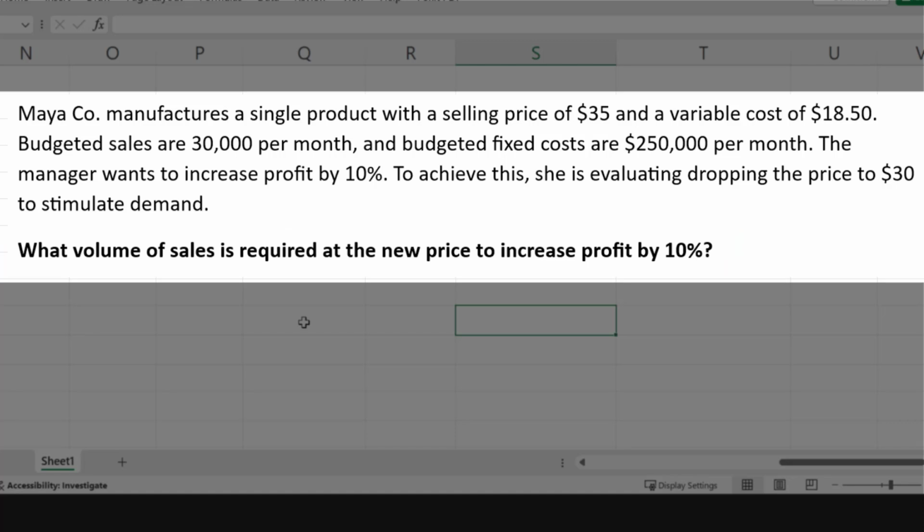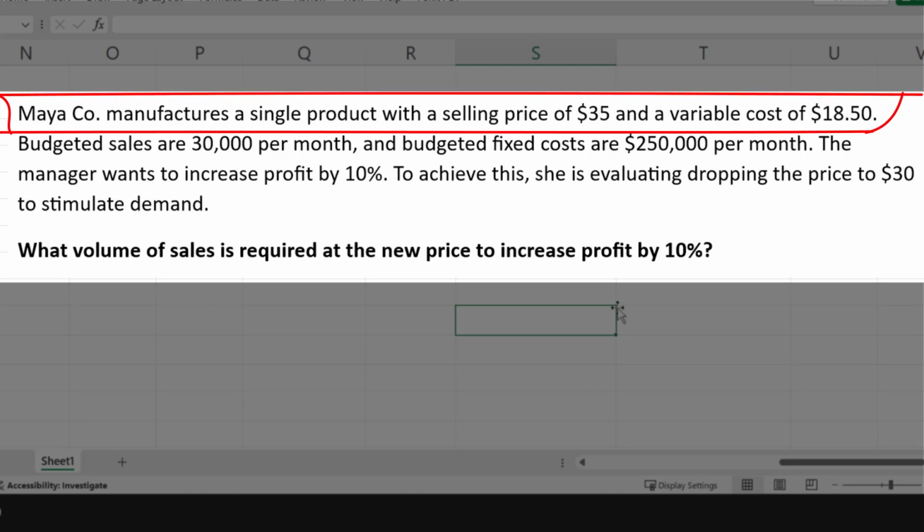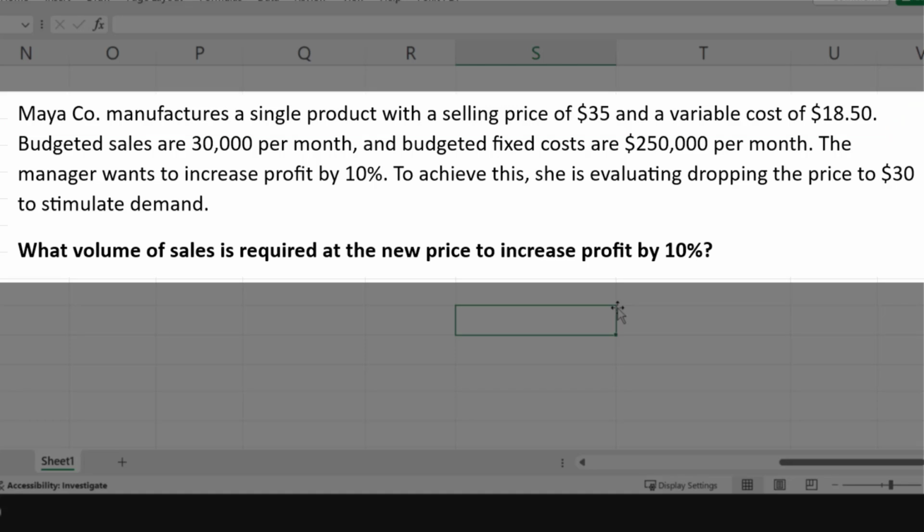Let's dig into our little story, see what info we have. Well, we have the Maya company that manufactures a single product. They sell that product for $35, and the variable cost per unit, that would be the variable manufacturing cost. If there's a commission, that's a variable selling cost. The total variable cost per unit, $18.50. So we could calculate the contribution per unit.